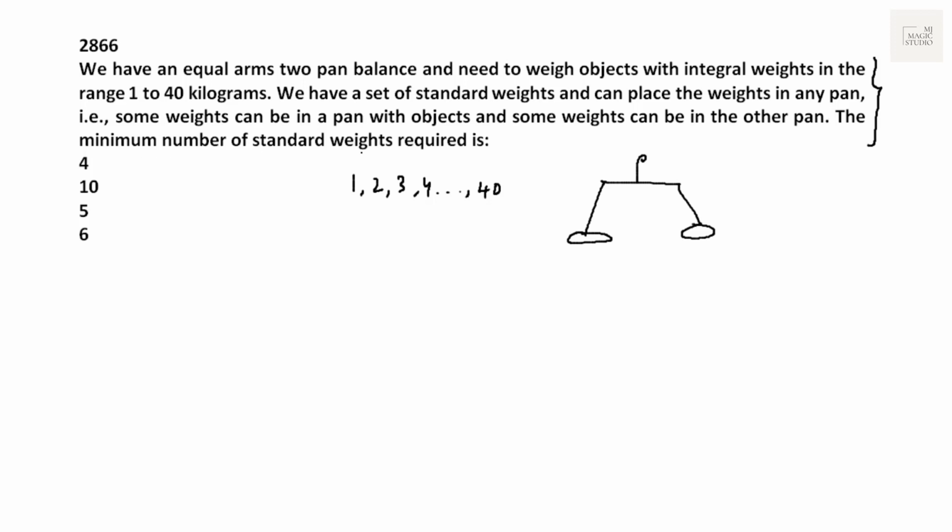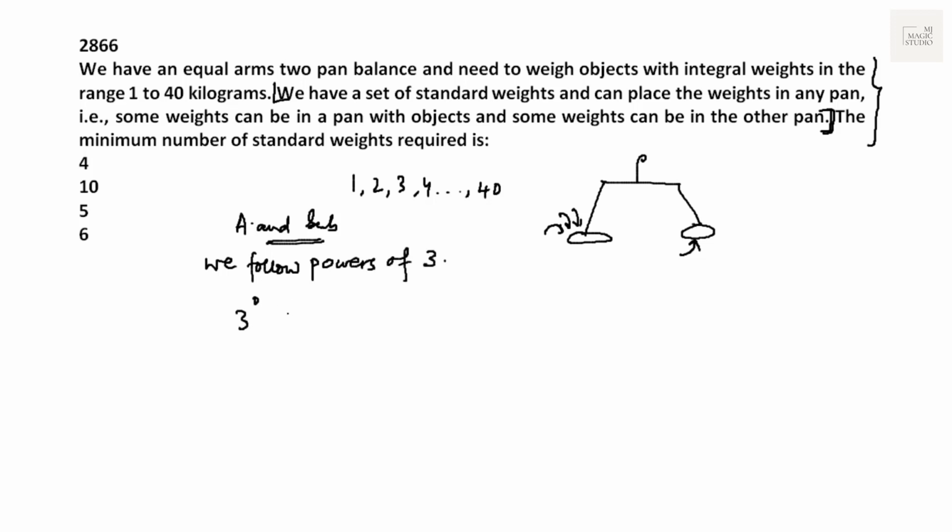The question asks for the minimum number of standard weights required. Since this is given, it means that addition and subtraction both are allowed. If we keep on adding weights on only one pan, we call this the only addition model. And if we can also put weights on the second pan, we call it the addition and subtraction model. In these kinds of questions where addition and subtraction of weights both are allowed, we follow powers of 3.